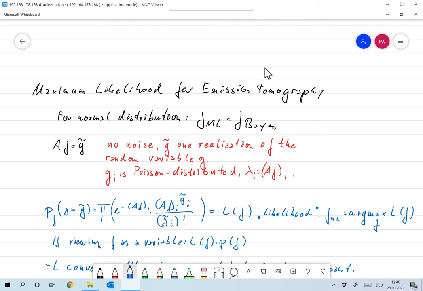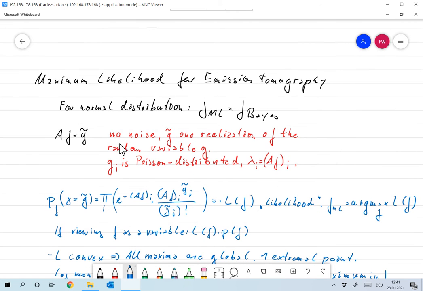Okay, let's do something different, and now we're going to emission tomography, where things are a little bit different, and we want to look at the maximum likelihood approximation for that. Now, our model is a little bit different because this time we don't introduce randomness by looking at noise, but rather the measurement vector that we measure is the realization of a random variable which is Poisson distributed. So that was the model that we came up with for emission tomography. So let me repeat that.